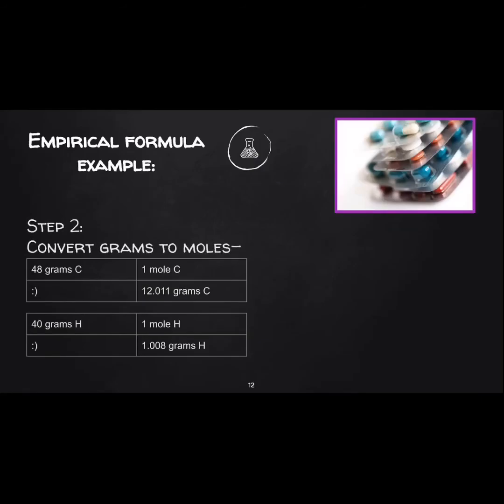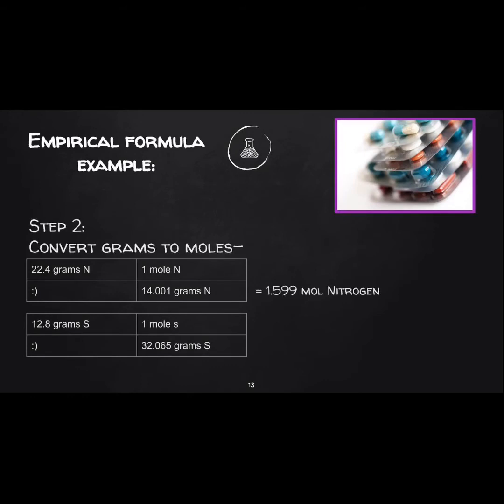Next step is to convert my grams to moles. I'm doing this for every single element. I can do 48 grams of carbon divided by its mass, and that gives me 3.9964 moles of carbon. I'll do the same thing with hydrogen, dividing, and I'm going to do that with all of my other elements.